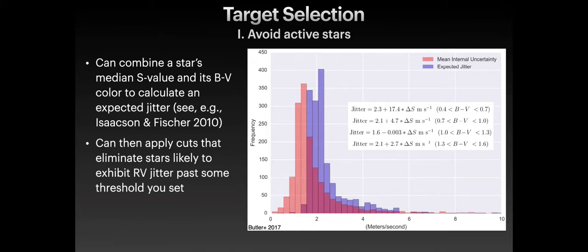In general, as can be seen from the blue histogram above, they limited the survey to stars with expected stellar jitter below about the 5 meter per second level. The red histogram shows the actual median internal uncertainties for each star included in the survey, and as you can see, it ends up being pretty well matched to the expected jitter levels.